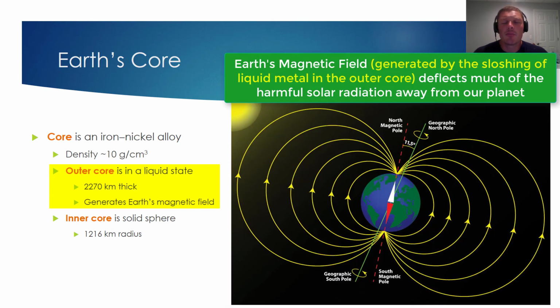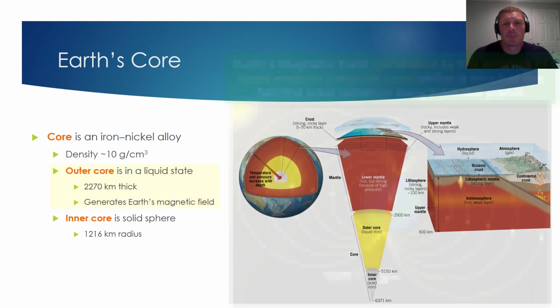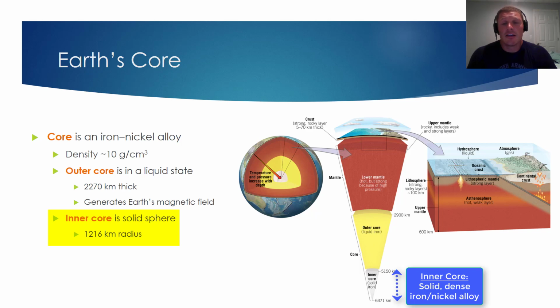One extremely important benefit of the outer core being liquid metal is the creation of Earth's magnetic field. We have this enormous magnetic field that surrounds our planet and blankets us from some very harmful solar radiation. And that magnetic field arises because of the sloshing of liquid metal in the outer core. Now the inner core is solid, unlike the outer core. And the inner core is solid iron that's under extremely high pressure.